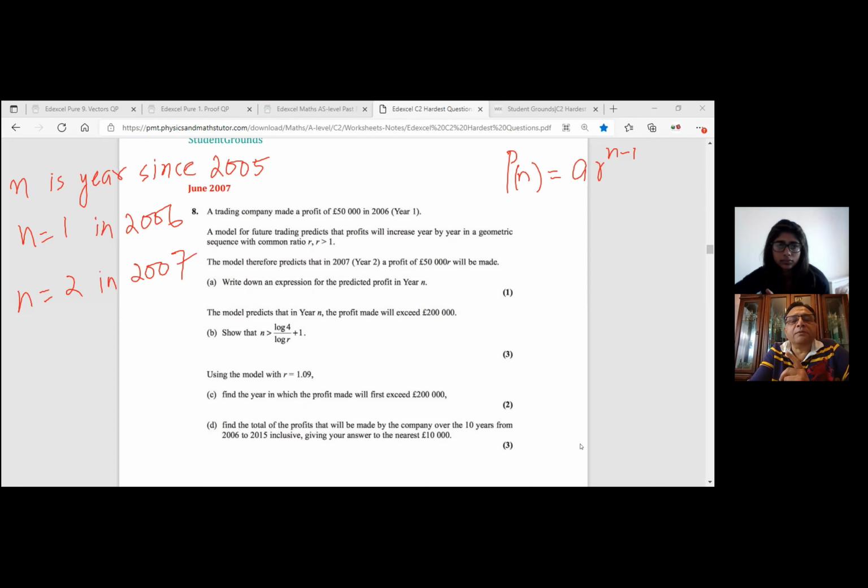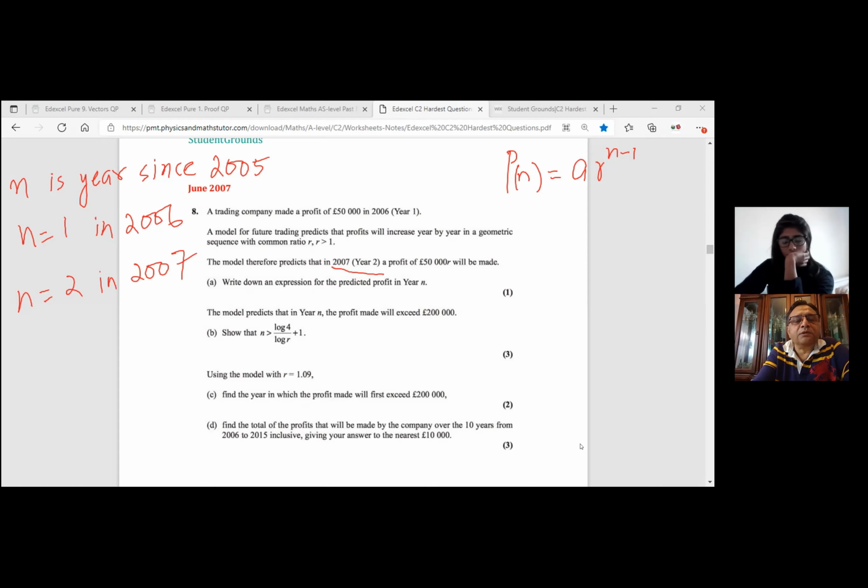So the trading company made a profit of this much in 2006, the whole year. So 2006, N is 1, and that matches with 2007 as year 2. So the first thing is we have to define very clearly what N is, correct? Now, it also tells you one more thing.